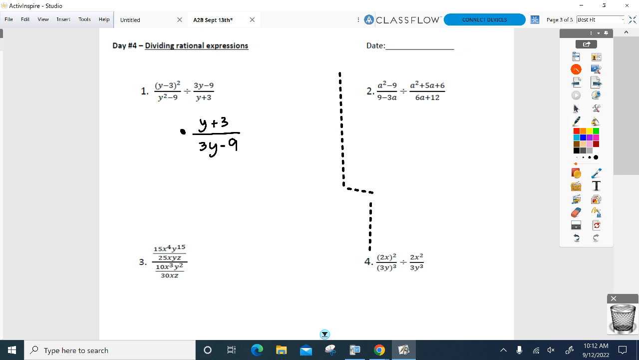And let's say, oh, we've been here. I see a 2 on the outside. How many times is y minus 3 happening then? Twice. So I write it twice. Remember that. If I see that exponent on the outside, I rewrite it that many times. And how about on the bottom? y squared minus 9 still.